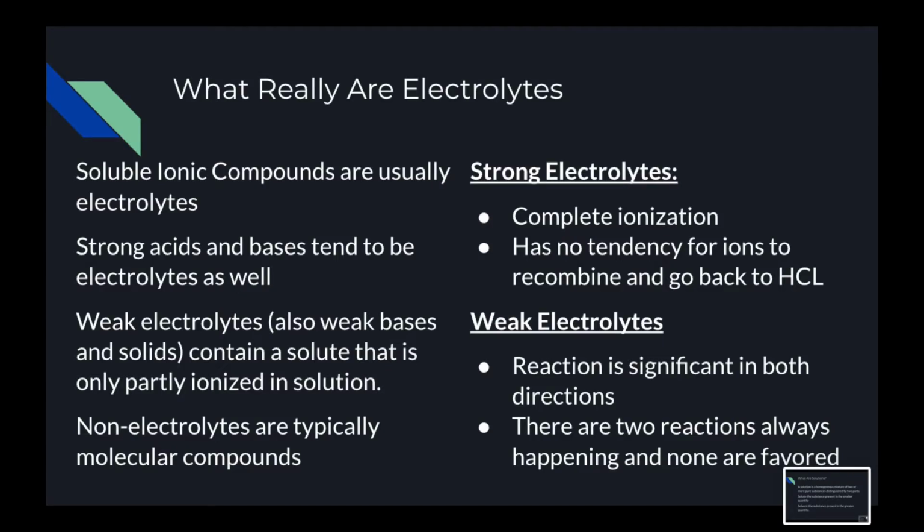Strong electrolytes completely ionize and have no tendency for ions to recombine and go back to HCl. So it is a one-way reaction, while with weak electrolytes the reaction is significant in both directions. There are two reactions always happening and neither is favored, meaning there are two reactions happening at the same time and one is not favored over the other. So it's a constant cycle of reactions.